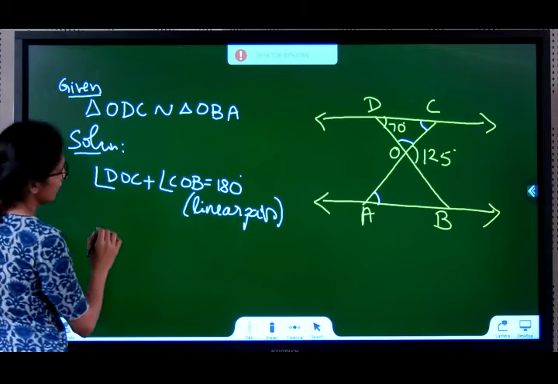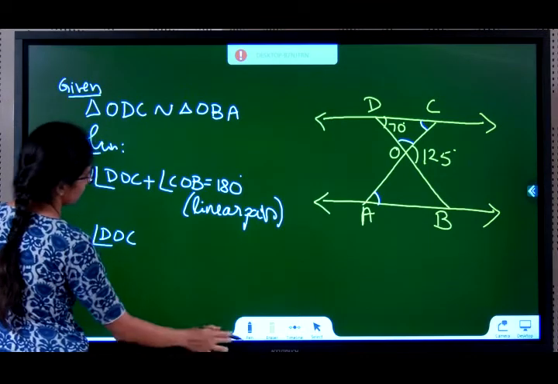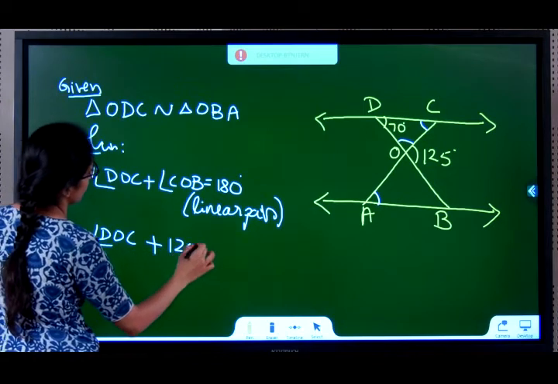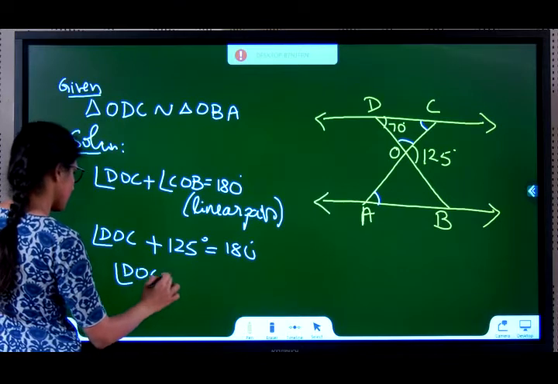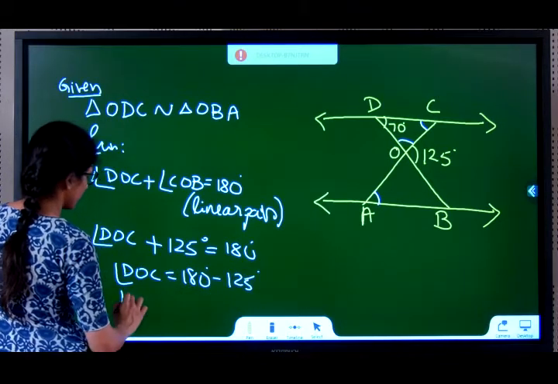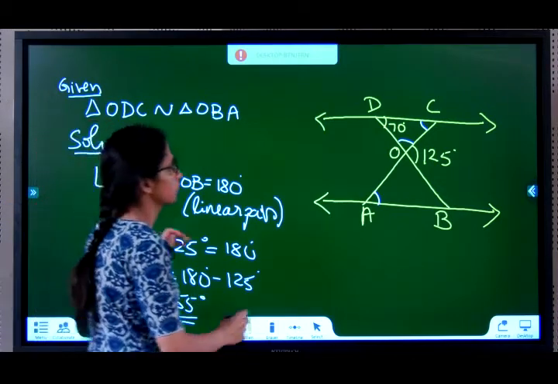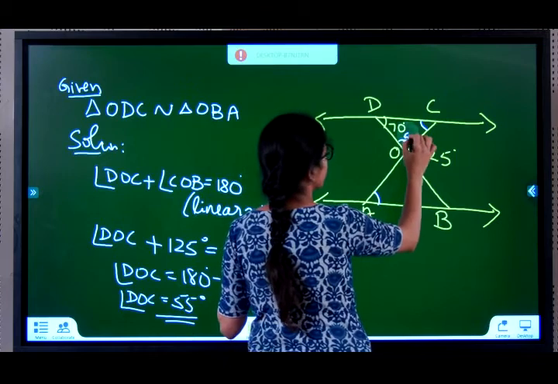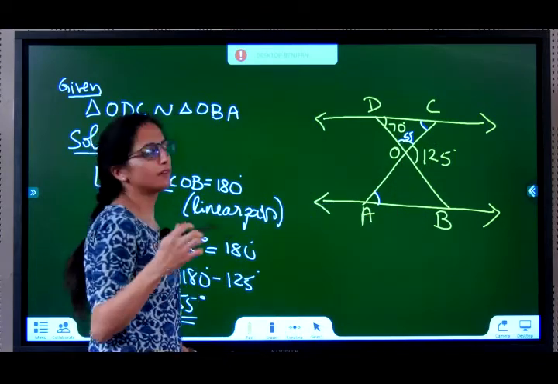Solve it. Angle DOC plus 125 is equal to 180. Angle DOC is equal to 180 degree minus 125 degree. Angle DOC is equal to 55 degree. So we've got the first result here, 55. Now go for DCO. DCO very simple.